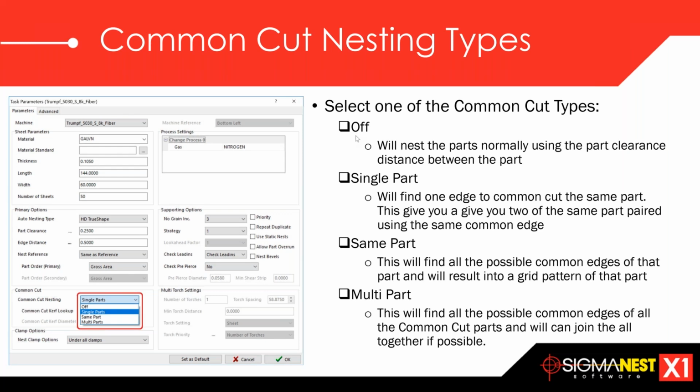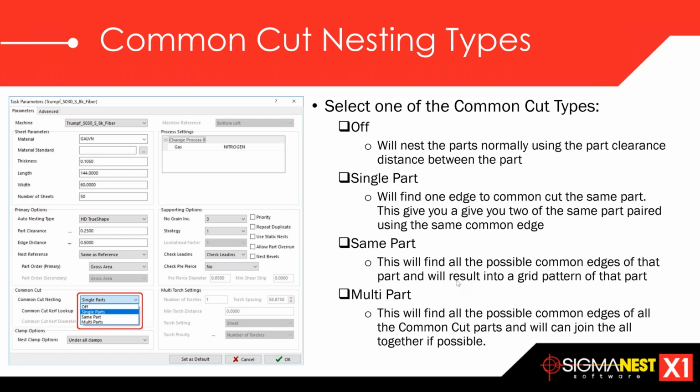We start off with the common cutting types, which is going to be the off for no common line. Parts will be nested normally. The other three functions are single part, same part, and multiple part. Single part will find one common edge off of that part and then nest it to the same part, giving you a grouping of two of those parts.